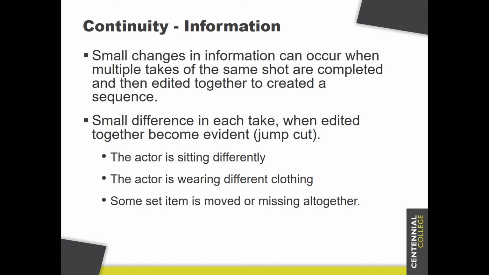There's a lot of different examples of what could cause a continuity information error. The actor sitting differently, or the actor posing differently, the actor wearing different clothing of some kind, or some set item moved or missing altogether. In one shot, there's a bird sitting in the background, and then the bird flies away, and then what do you do, right? They film this thing and now the bird's not there anymore. So they'll do their best to either edit it in post, remove the bird, or they will just ignore it and hope that no one notices. And these are in every single film.